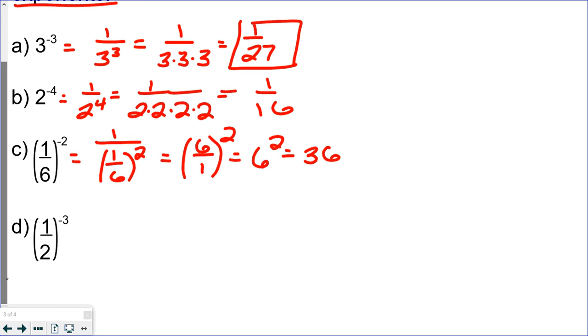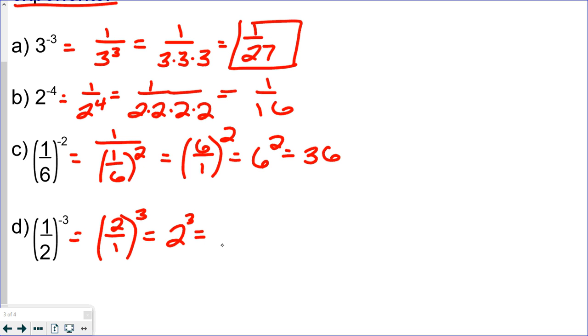Let's look at one more of those. So 1/2 to the negative third, just simply flip it over. The exponent becomes positive. 2 over 1 is the same thing as 2. 2 to the third: 2 times 2 is 4, times 2 is 8.